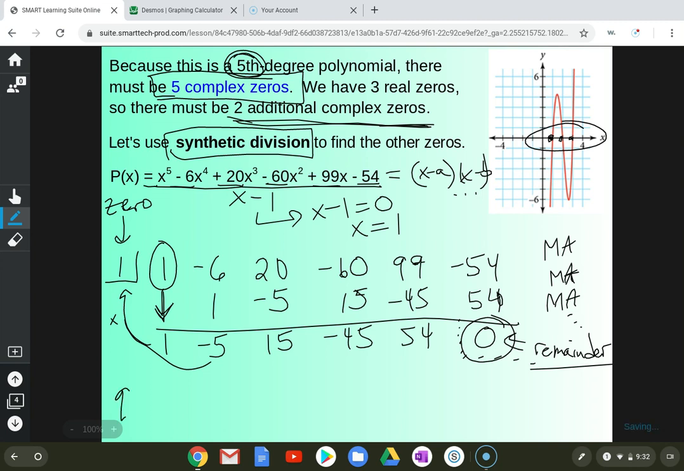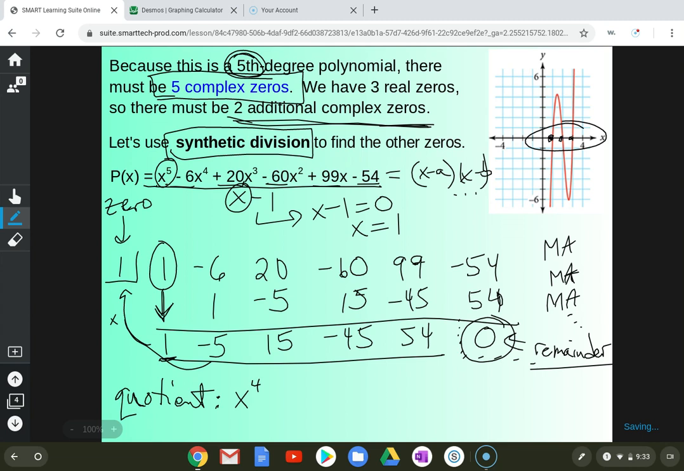Now, how do we write the quotient? How do we write the actual answer? What polynomial is left when we divide our original p of x by x minus 1? Well, if you notice, we were dividing a fifth degree by a first degree. So what happens is we essentially subtract 1 from all of our exponents. So now these numbers are the coefficients of a fourth degree polynomial.